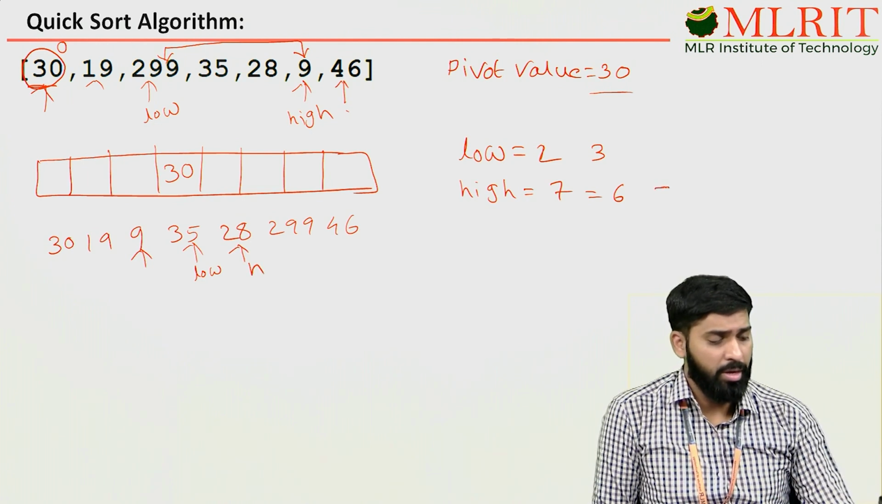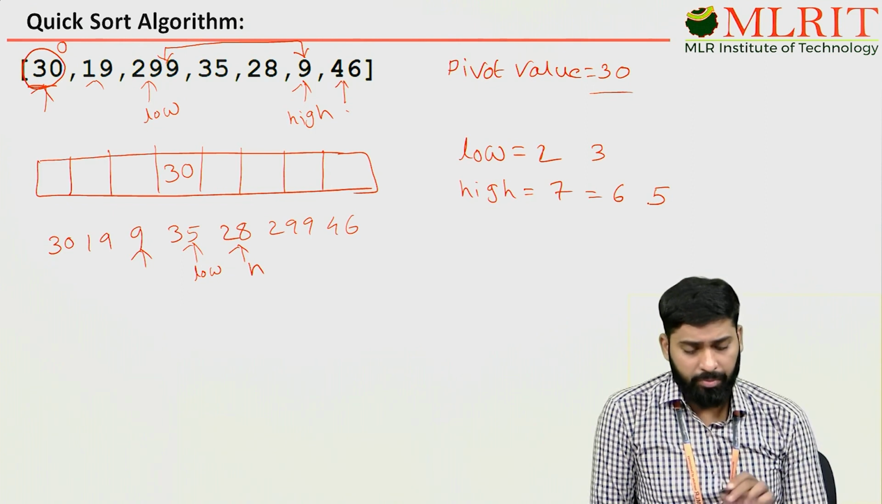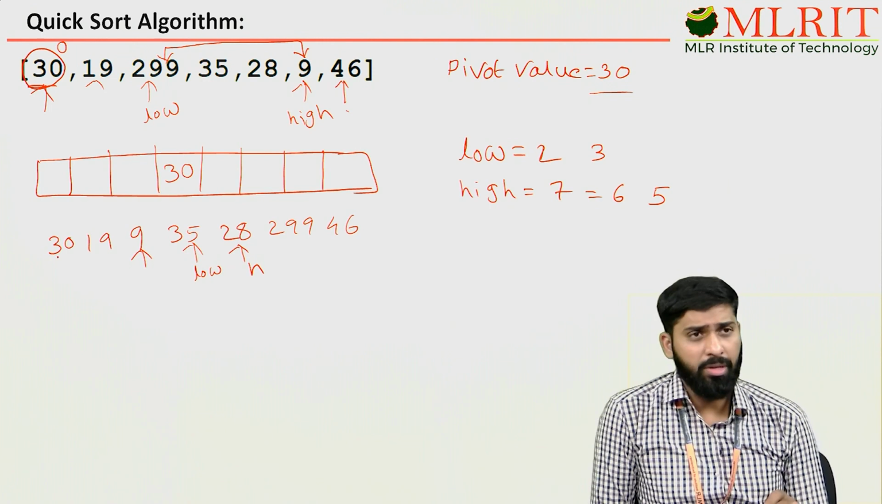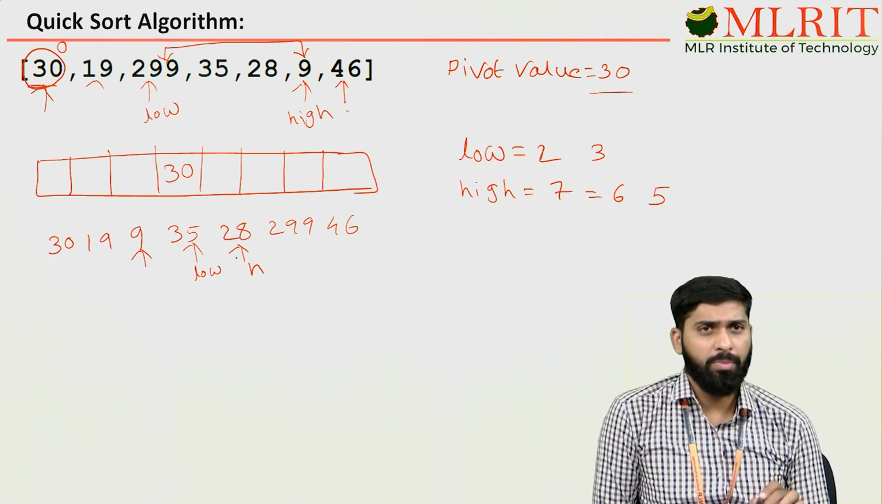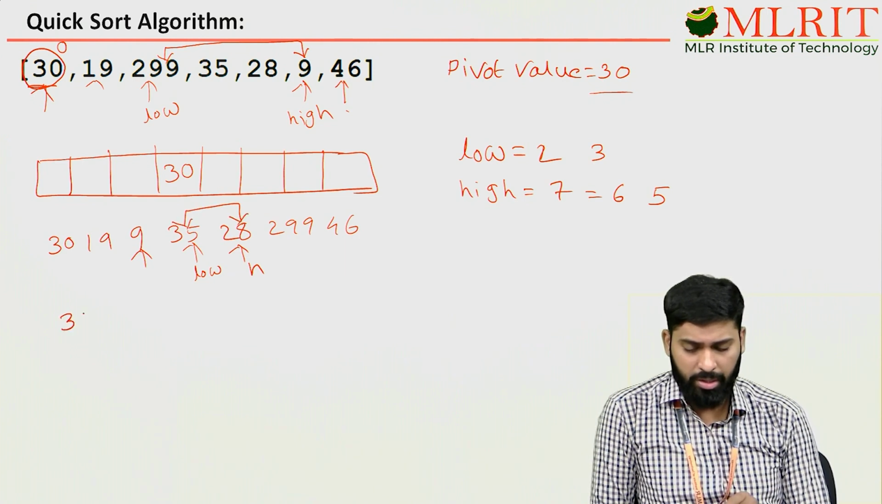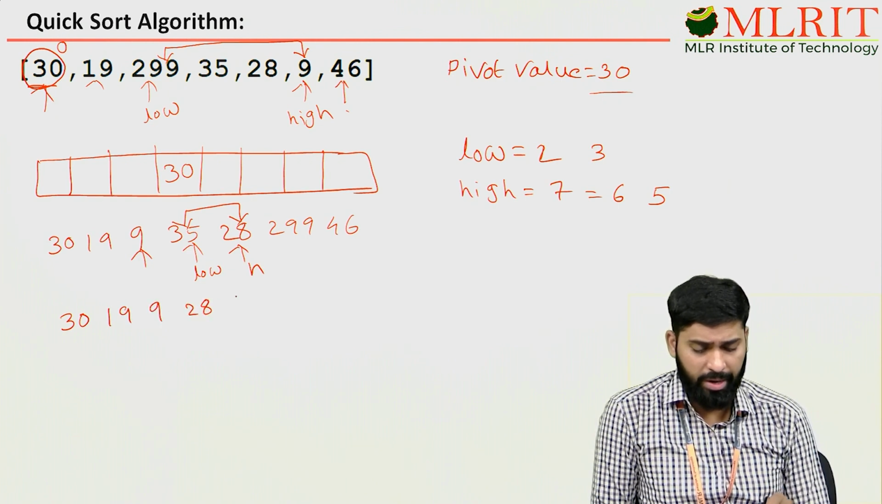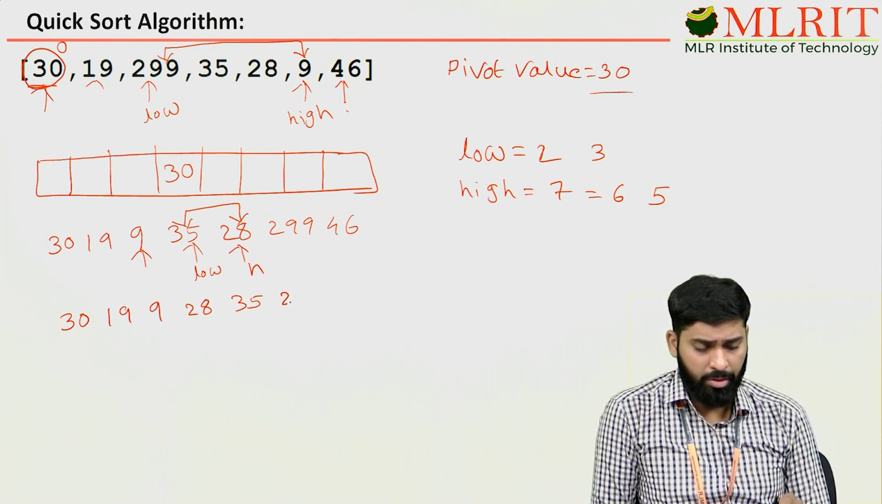Now high becomes 5. Now you compare 30 with 28. 28 is smaller, so stop. Now interchange these two values. So the resultant array is 30, 19, 9, 28, 35, 299, 46. This is low. This is high.